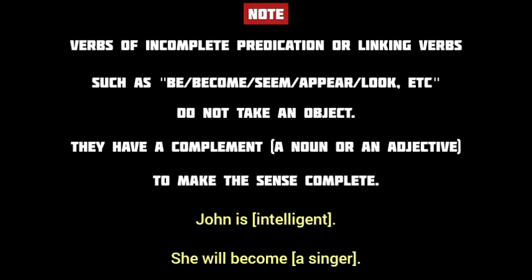So now that we have understood all about the object and its kinds in English grammar, we must remember that verbs of incomplete predication or linking verbs such as be, become, seem, appear, look, etc. do not have an object. They take a complement which is either a noun or an adjective to make the sense complete. In the two examples on your screen, the adjective intelligent and the noun a singer are the complements of the linking verbs is and become respectively.